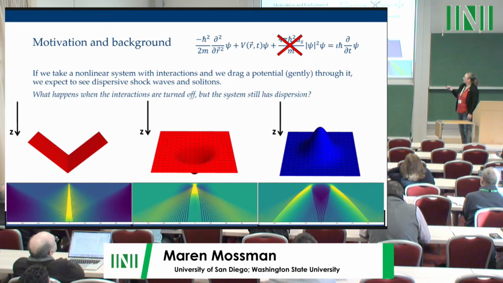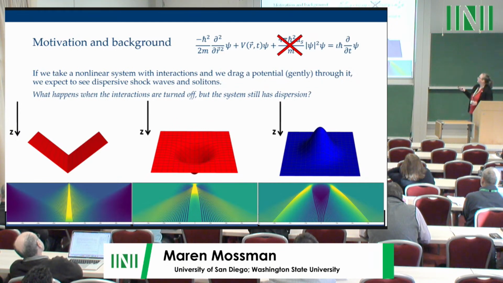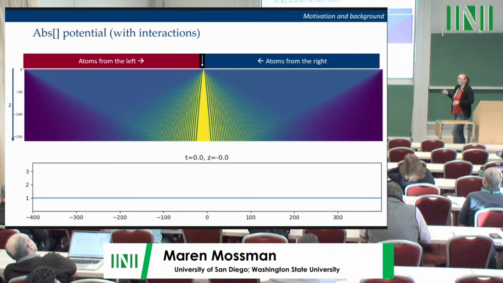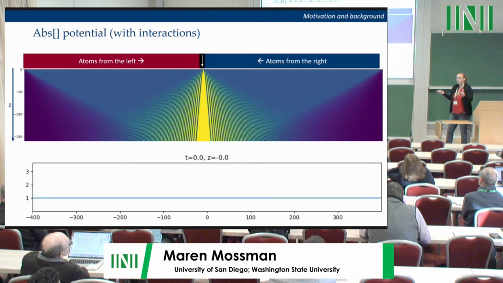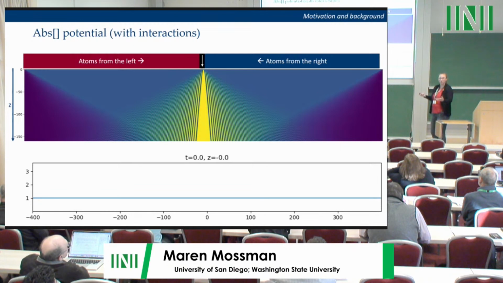Okay? But like I said, we want to know what happens when we no longer have interactions, but we still have dispersion, because we still have free particles. So we still have a free particle dispersion. All right, so don't worry, all of those guys are going to be zoomed in here. The first thing we want to do is start with a very simple model.